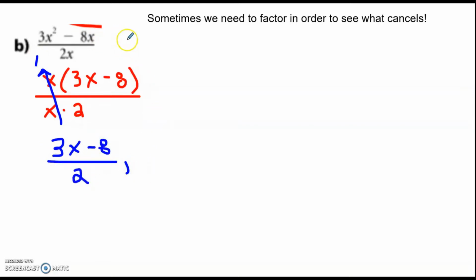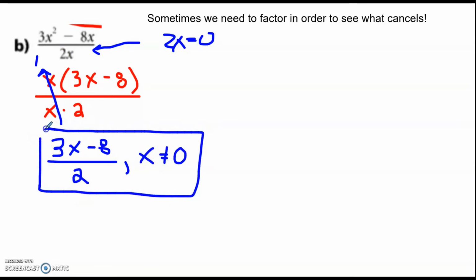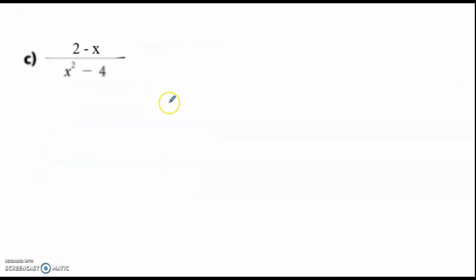Non-permissible values go back to the original expression. I'm seeing that in this one, 2x can't equal 0, right? So x cannot equal 0. That would give me a bad denominator, and we are done. Do not go cancel crazy here. You can't just go put the 2 into the 8 because this is a binomial. So you'd have to divide both terms. So we're done. Okay. Next.